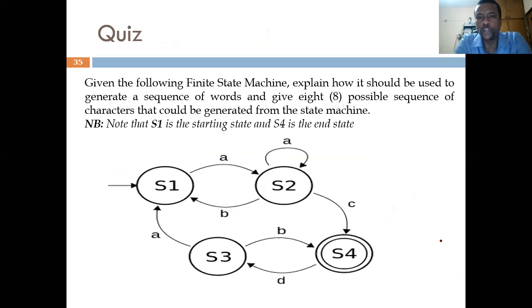So this would be a quiz for you. This is a finite state model. This is a starting point, okay, this is a starting point. And as you can see, this is the end. Now try to generate 8 possible sequences from this one, okay? Try to generate 8 possible sequences from this finite state model. This is your first quiz.